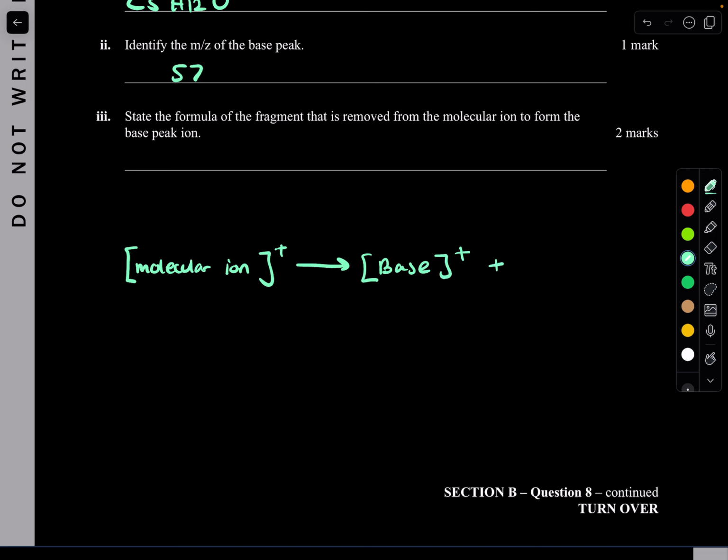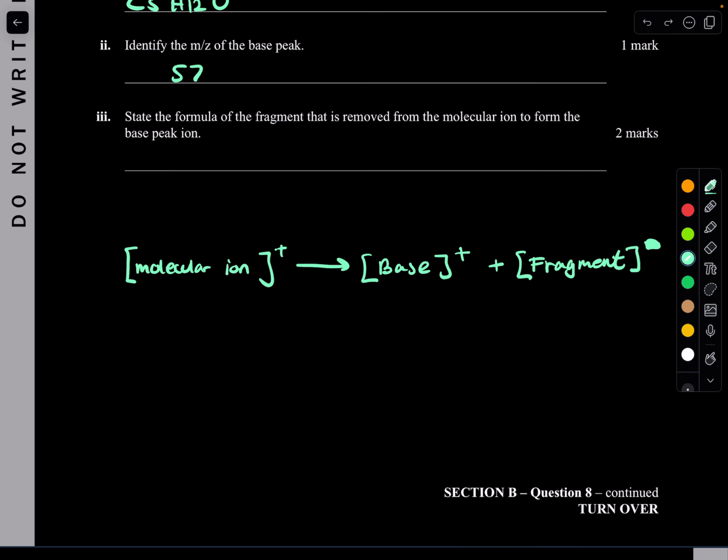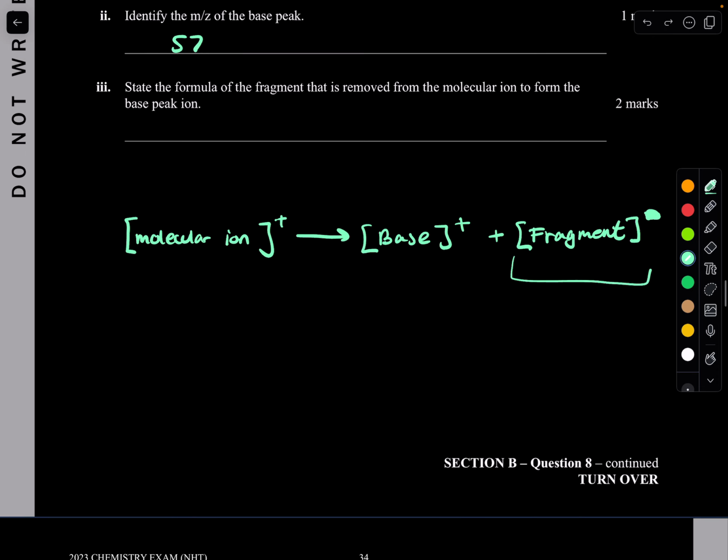And we're going to release a radical, where one of its electrons is not bonded. It has an unbonded electron, so we have a radical. This is your fragment, and with radicals we normally put a very dark dot. So that is what we want, this radical here.